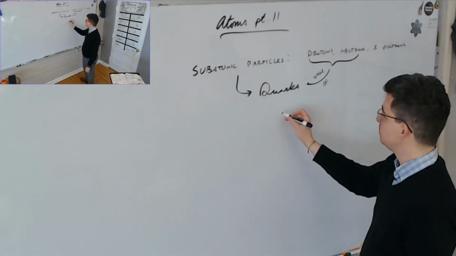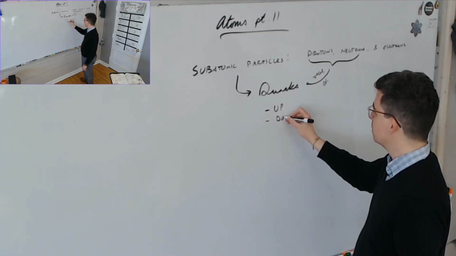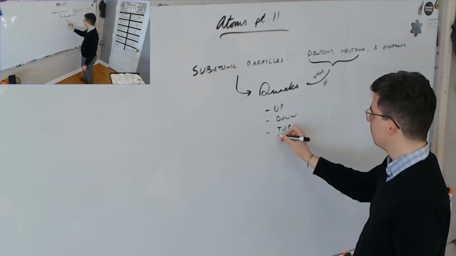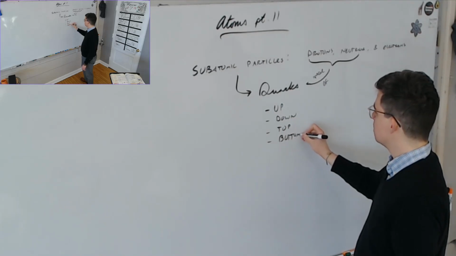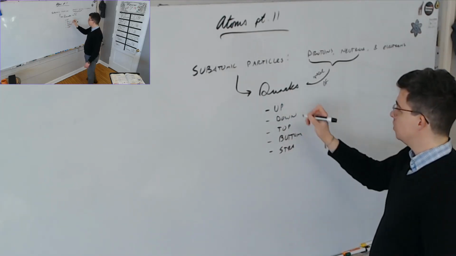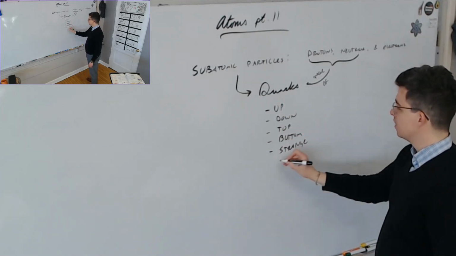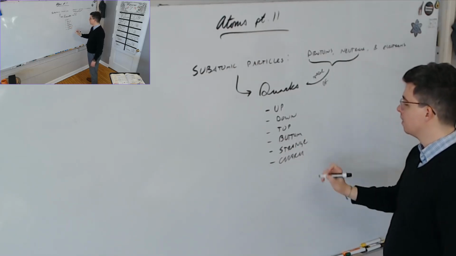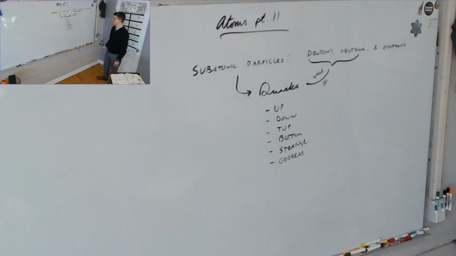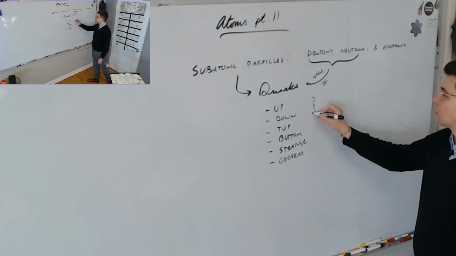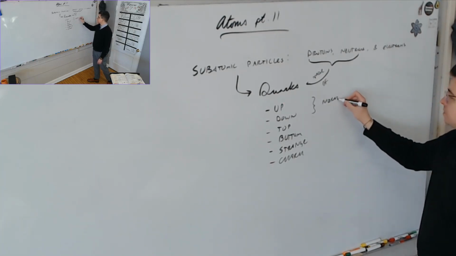Anyway, so there are 6 kinds of quarks. Let's tell them right now. Up, down, top, bottom, strange, and charm. These are the 6 kinds of quarks. All what we consider normal matter is made up of these.